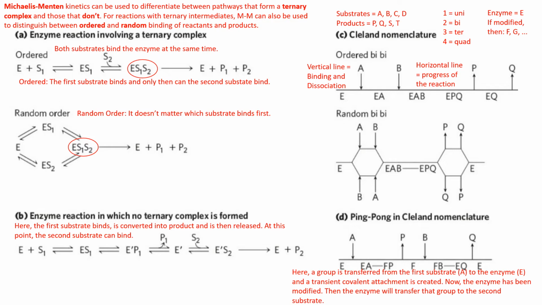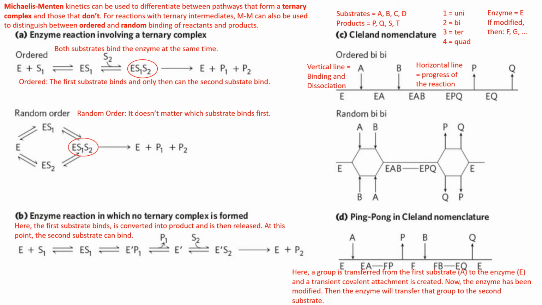Okay, so then you have P, so P is a product, and the arrow's going outwards, so that means that it's dissociating. And then you have Q is also a product, and the arrow's going outward, so it's dissociating. And then the horizontal line is the progress of the reaction. So here's the progress, and then vertical again is the binding and dissociation.